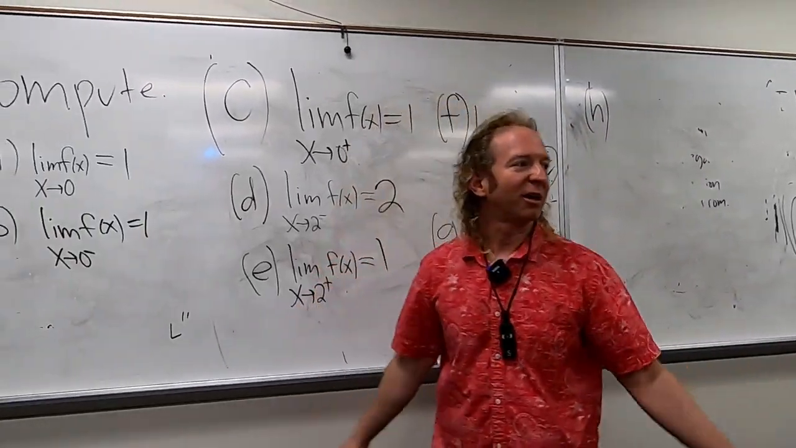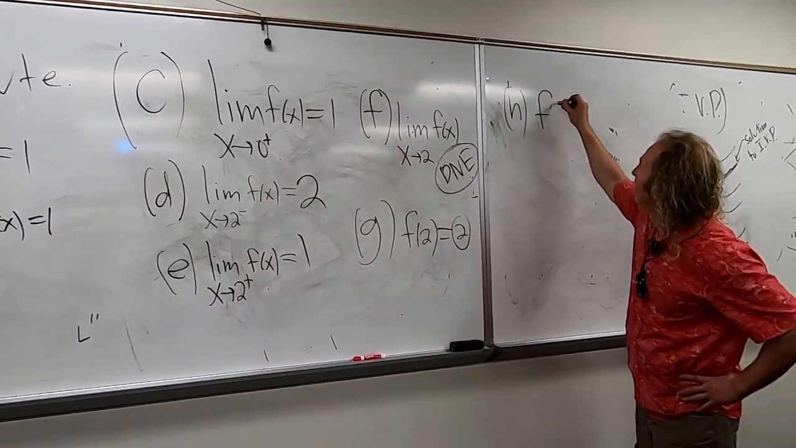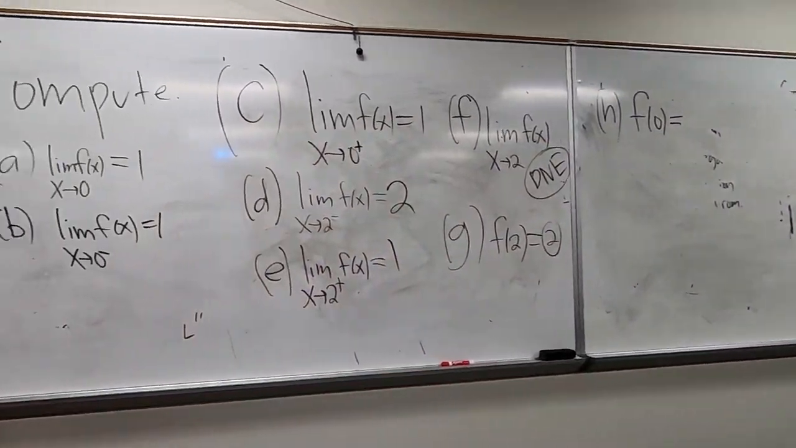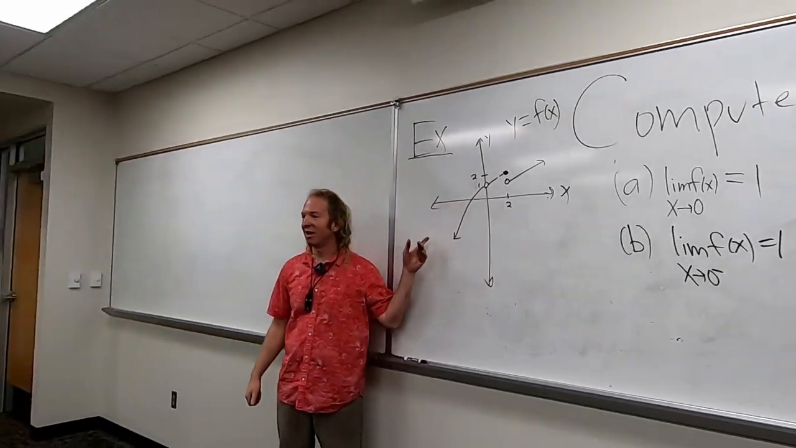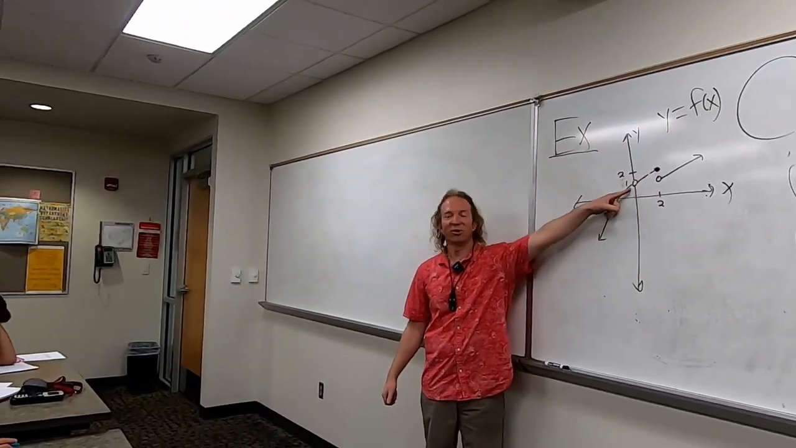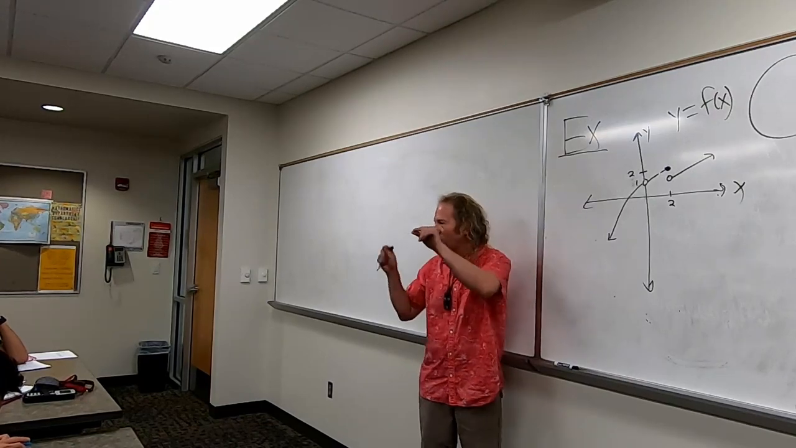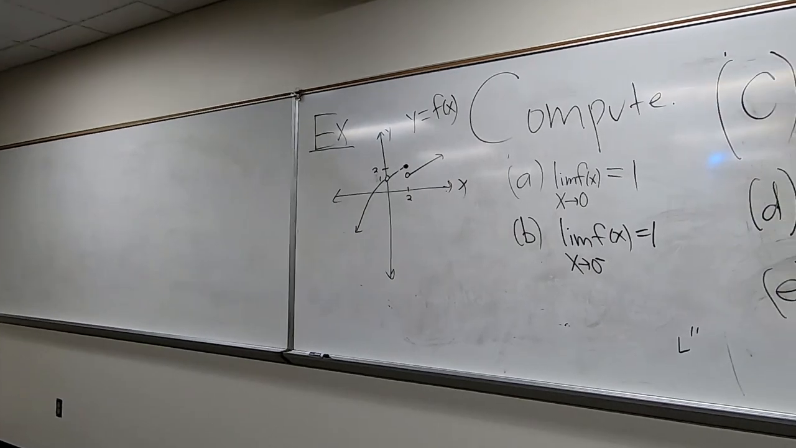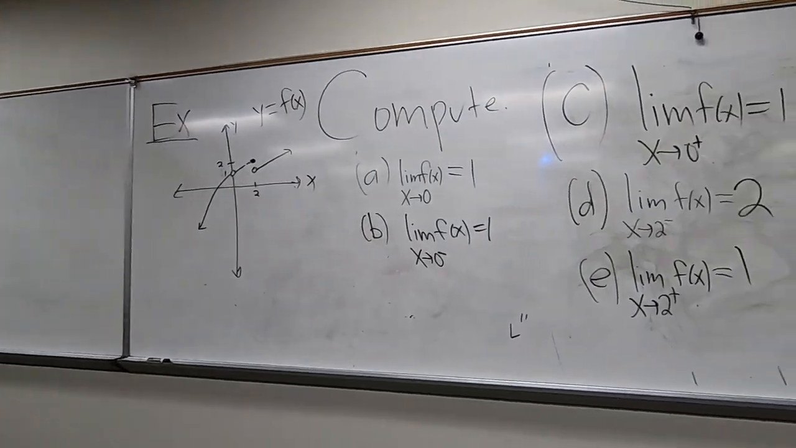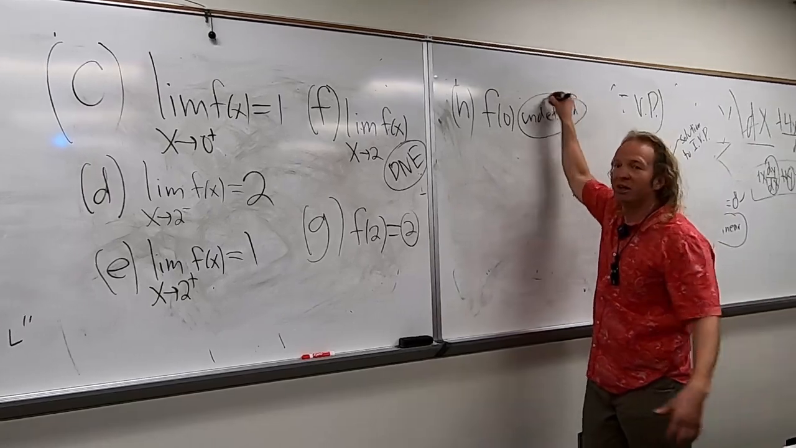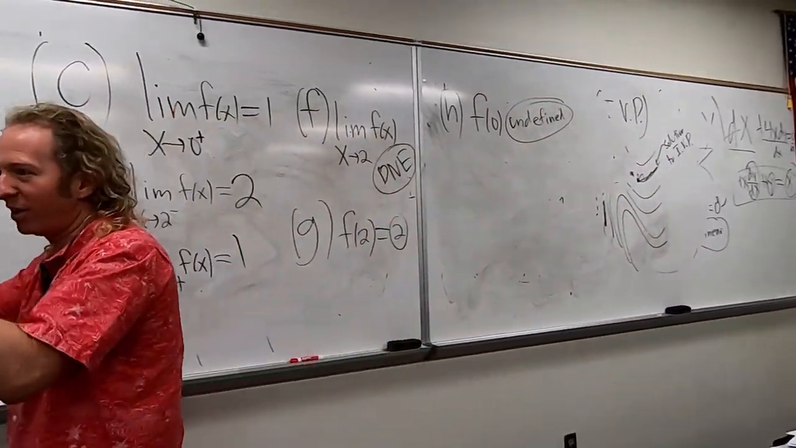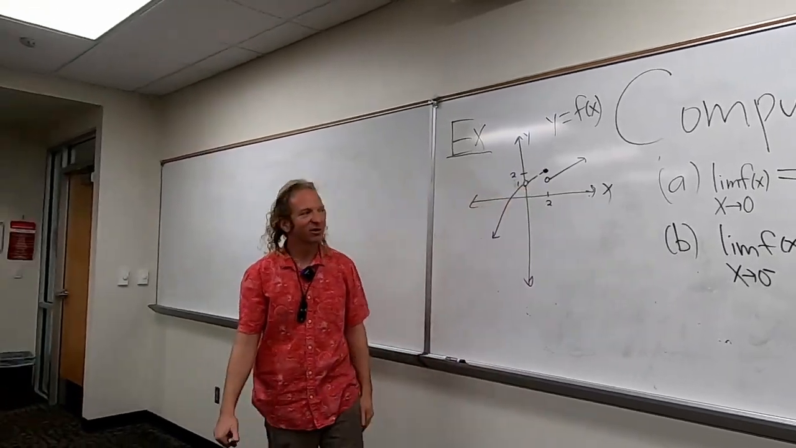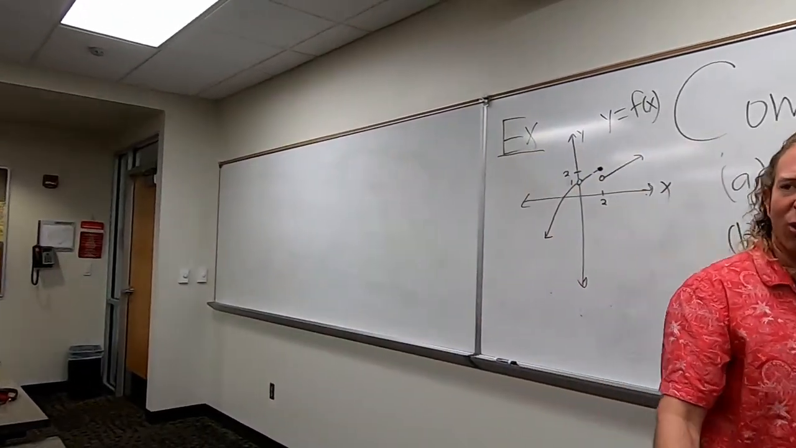F of 0. How about that one? What do you think? Does that even make sense? F of 0? Not as a whole. So the homework will want you to put D and E, but normal human beings write undefined. So it's undefined. You can also put D and E, and it would be okay, but they just want you to enter something so that you get it right. There's a hole there, so there's nothing there. So D and E.